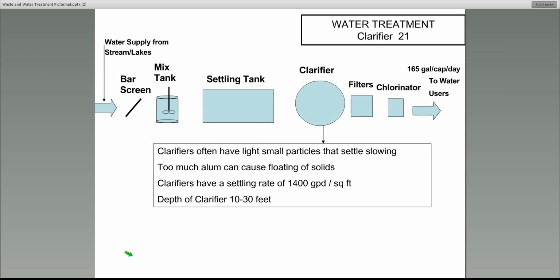Okay, the clarifiers. The clarifiers have real light, small particles, because the heavier particles would have settled out in the settling tank. So the floating or suspended solids would be real small particles, and you usually have to add something to get these particles to settle. Usually you can add alum or a long chain polymer.